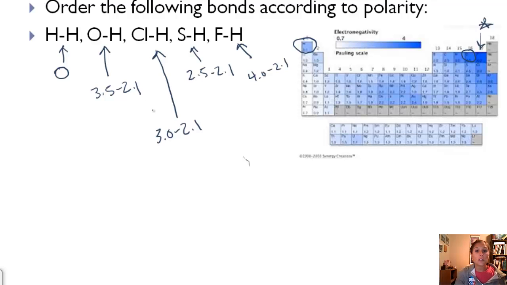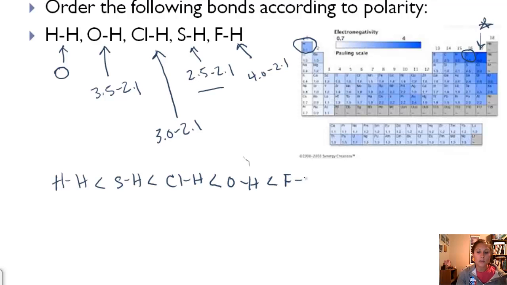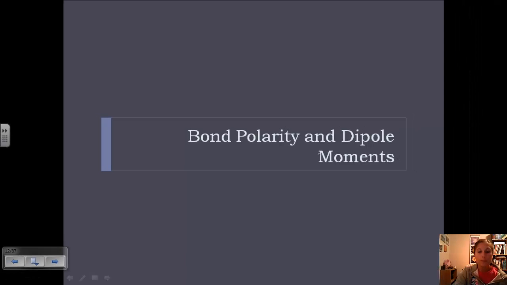Now if we were to rank these according to polarity, well, the hydrogen to hydrogen has no polarity, and then we're looking for the smallest difference to the largest difference. So it looks like sulfur to hydrogen would be next, and then chlorine to hydrogen, and then oxygen bonded to hydrogen, and then our fluorine bonded to hydrogen. If we take a look, the electronegativity values are going to increase as we go towards that upper right-hand corner.